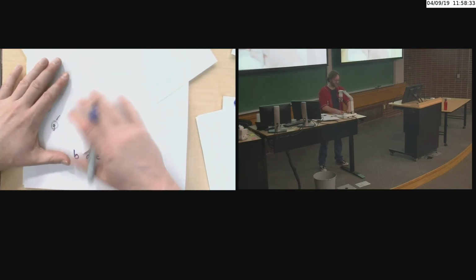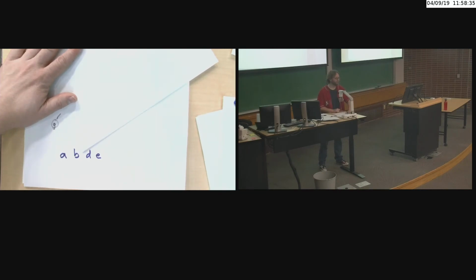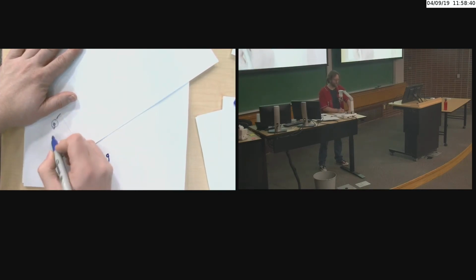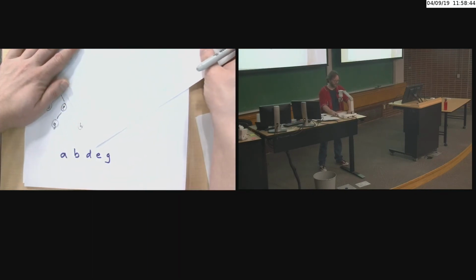What's my new root? E. Then I do left, then I do right. Well, left, there's my new tree. What's the root of that tree? G. Is there a left? Nope. Is there a right? Nope. So move on. Come back up here to E.